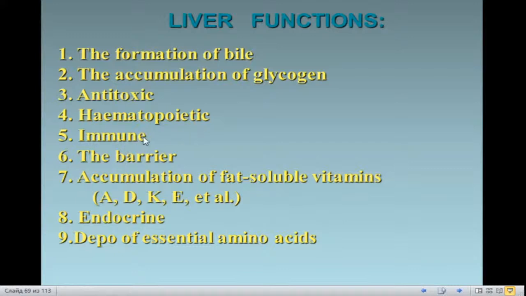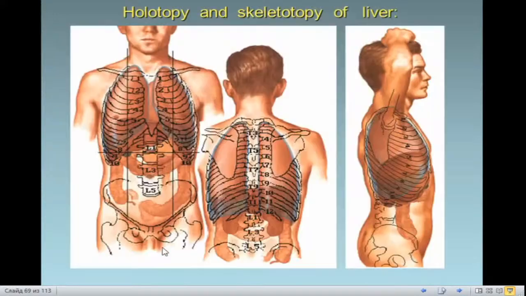The next is immune function, then barrier function. The majority of poisonous and hazardous agents remain in the liver. Also, accumulation of fat-soluble vitamins A, D, E, K, and vitamin-similar biologically active substances. Endocrine function, and it also serves as a depot of essential amino acids. These are only 9 functions. Of course, there are really more, because the liver is called the biochemical laboratory of the body.